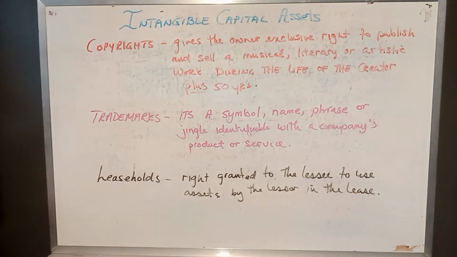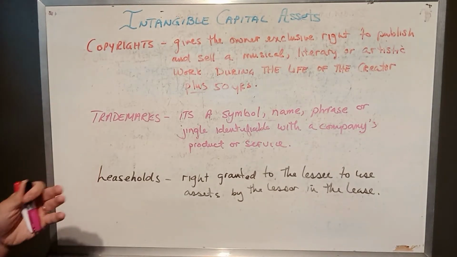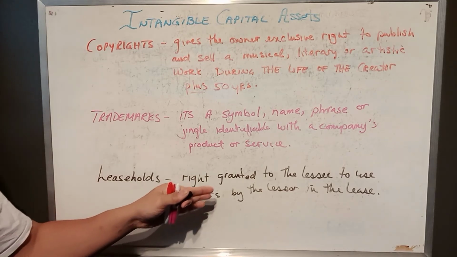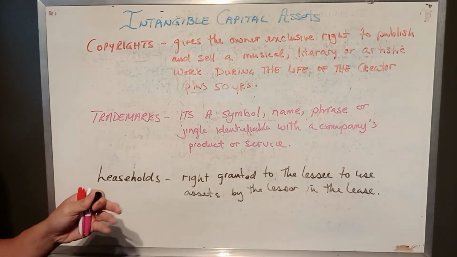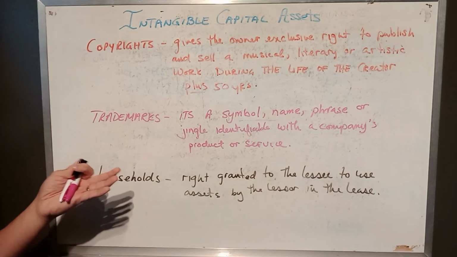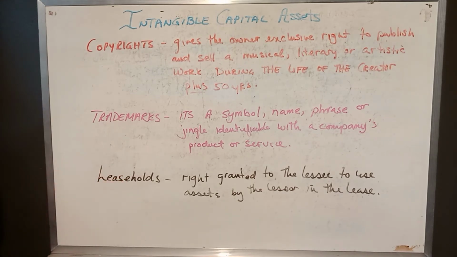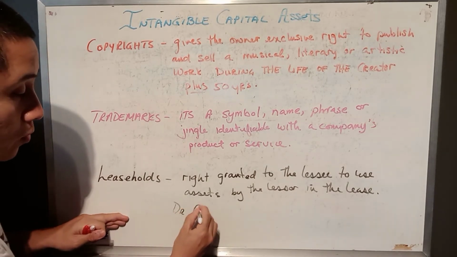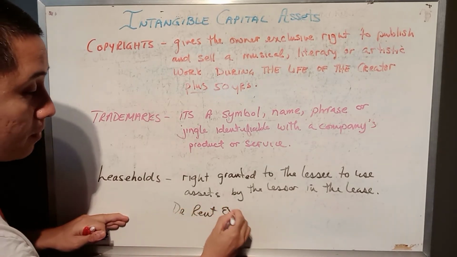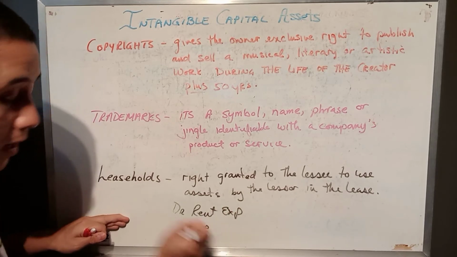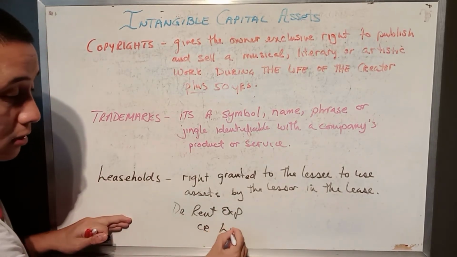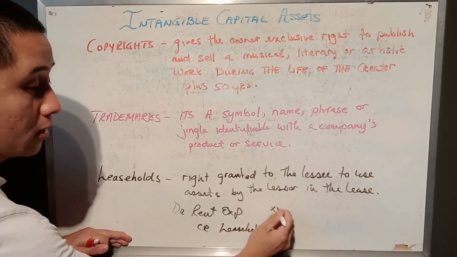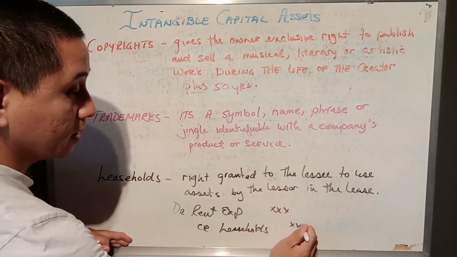An example of this would be office space that's leased out to a lessee by the lessor, or by property management. When it's amortized, we would debit rent expense and we would credit leaseholds for whatever the amount should be.